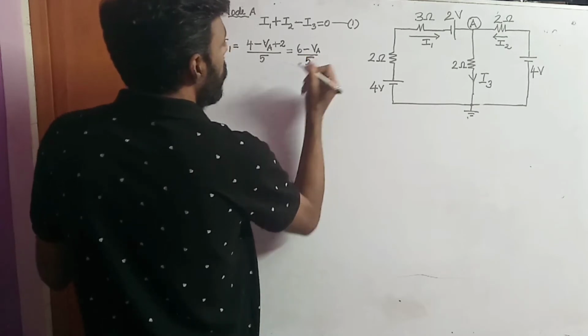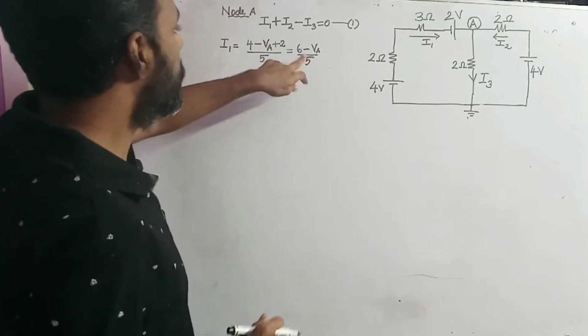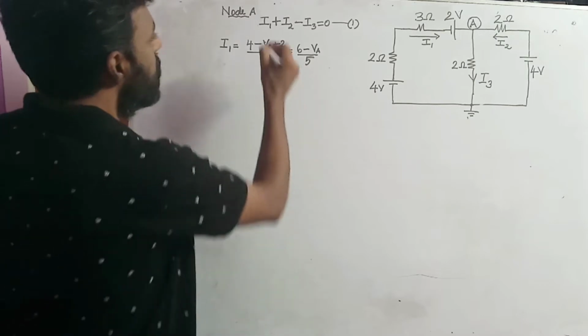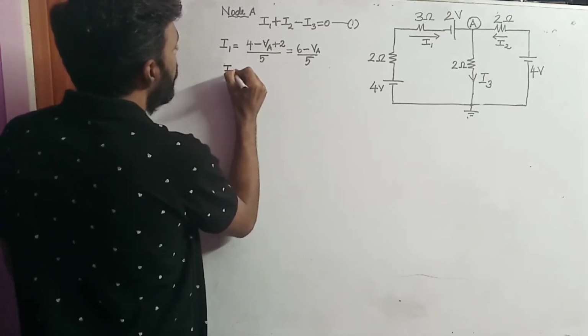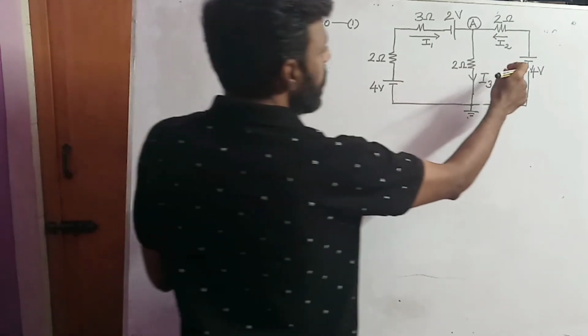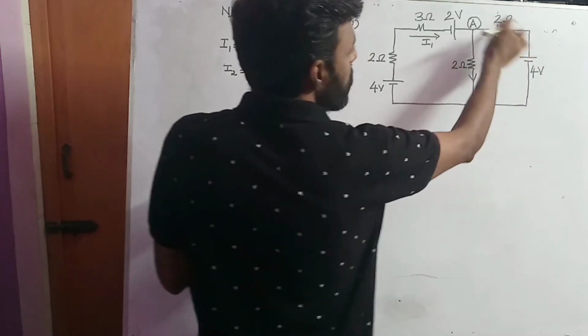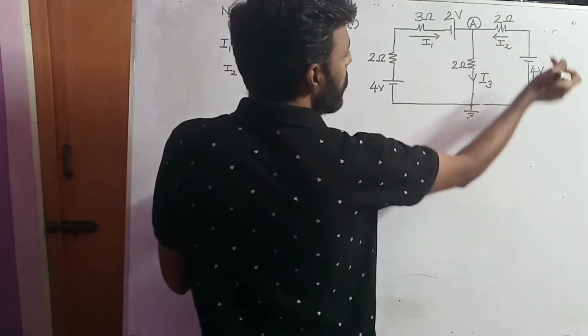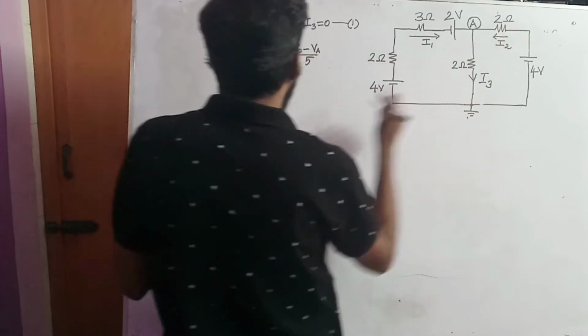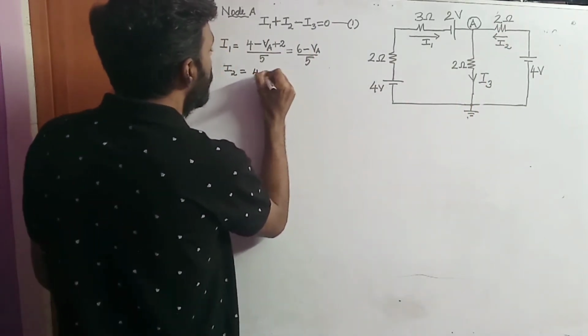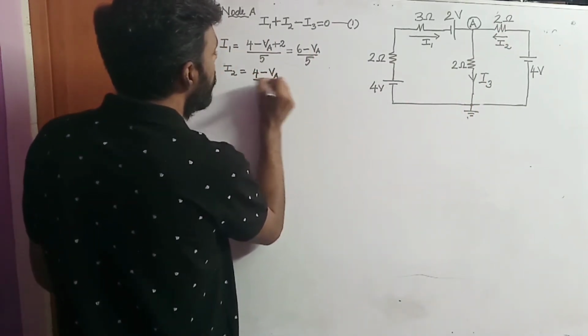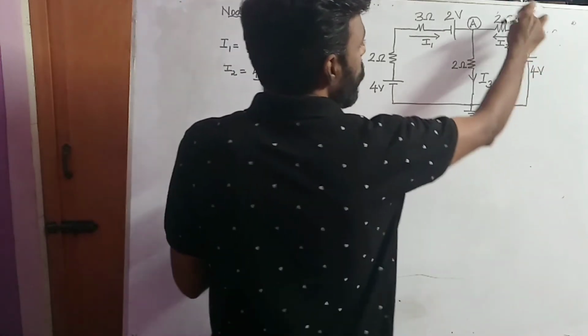This is 5. I1 is equal to 6 minus VA divided by 5. Similarly, the value of I2. I2 is nothing but the difference in potential in this branch, that is 4 minus VA. I2 will be equal to 4 minus VA divided by the resistor that has been put in this branch.